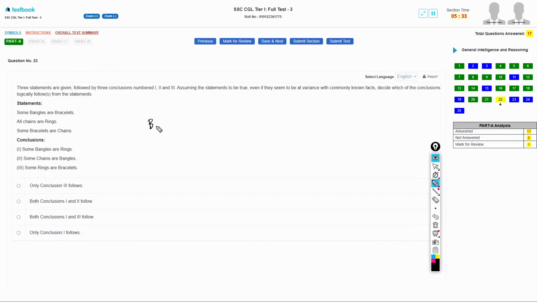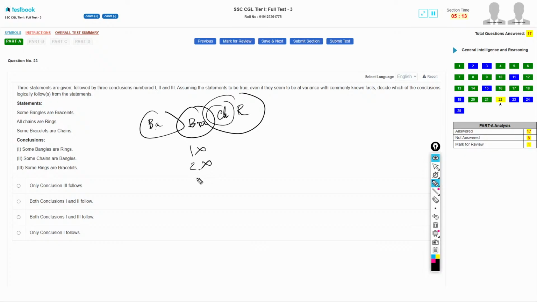Some bangles, bracelet, some chains are rings, I don't know. Some bracelets are chain, and all chains are ring. Some bangles are ring, I don't know. Some chains are bangle, no. Some rings are bracelet, yeah, sure. So only three follows.